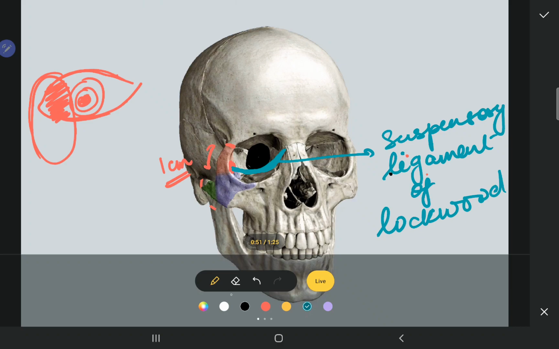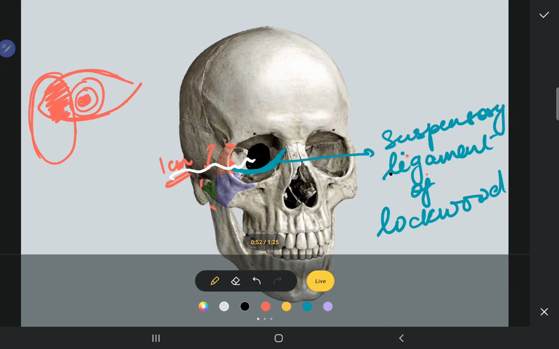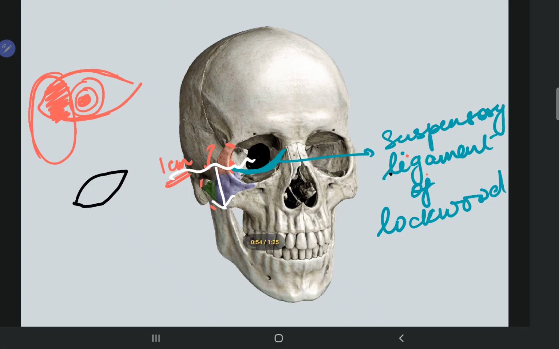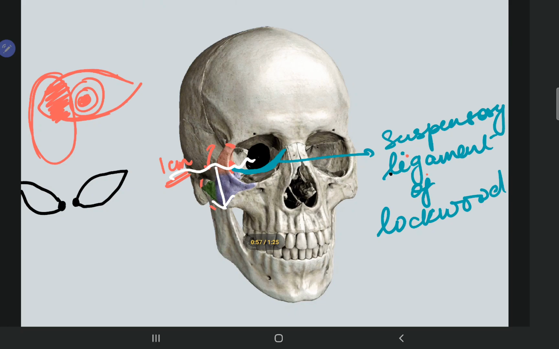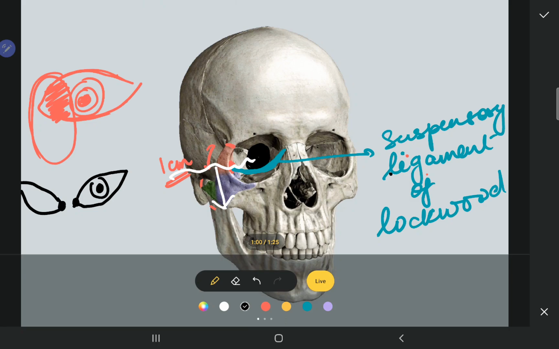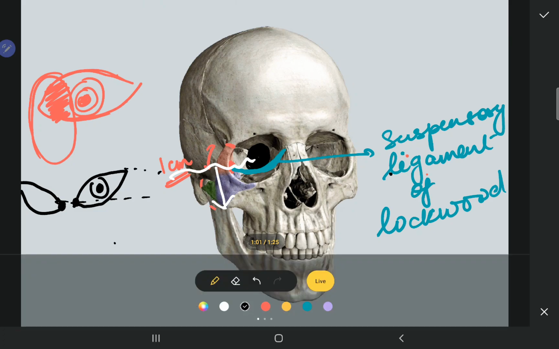So since there is fracture of this zygomatic bone, this ligament is fractured. So since this ligament is fractured, the whole of the thing descends down. So the eyes which are usually like this, right? We have eyes like this. So if you see, this is the medial canthus of the eye. So the medial canthus of the eyes is usually lower than the lateral canthus. You can see this medial canthus is lower than the lateral canthus.